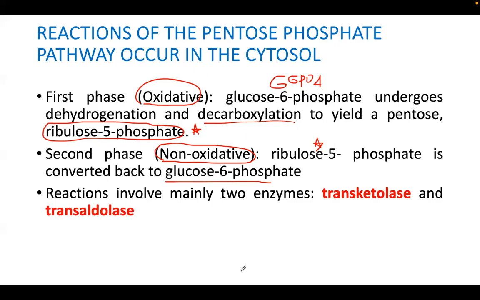Now, the reactions of the pentose phosphate pathway involve mainly two enzymes. These two enzymes would be transketolase and transaldolase. So again, there are two enzymes involved in the pentose phosphate pathway, transketolase and transaldolase. So please take note of that.